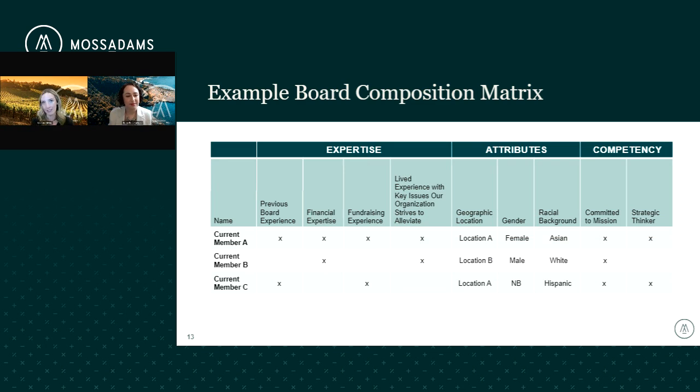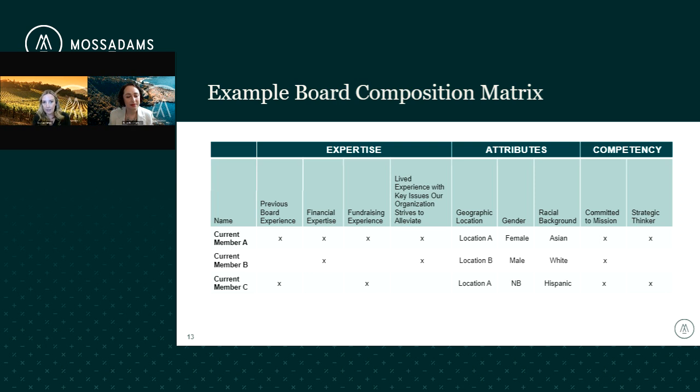And then this is an example of a board composition matrix. This can be obviously very easily moved into an Excel format or something. Annie Rose and I wanted to give you a great tool to be able to walk away with, but this could be used at, in one of your meetings. But what you can do here, as you can see, is you can map out your board team and put their names in here and think about your board team, your expertise, your attributes, and your competencies.